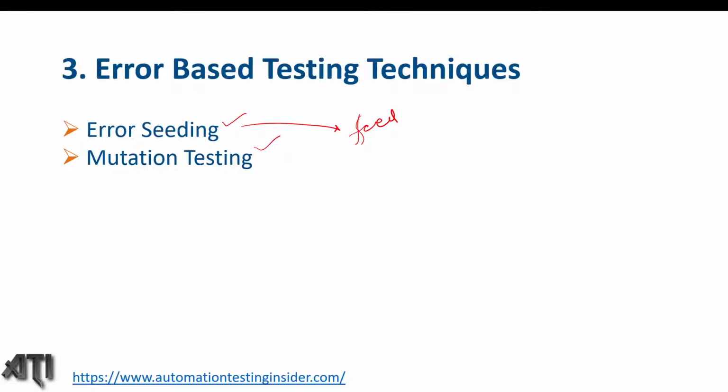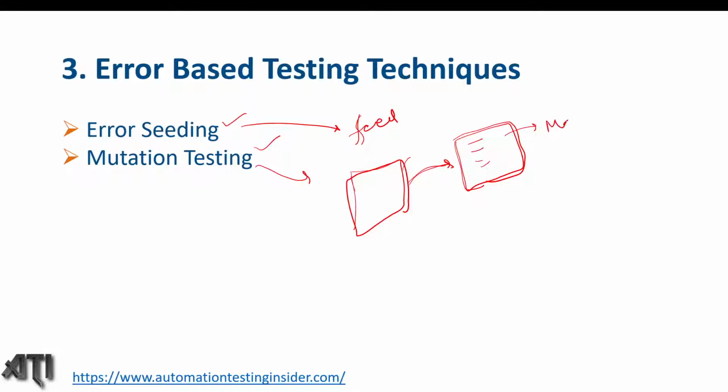How they do that, we'll see in the next slide with the help of an example. Mutation testing. So what do you mean by mutation testing? Let's say we have written some program with some statements. Now they will change something in the program to make sure whatever they have written is correct. For these changes, they should get some error or message, correct?